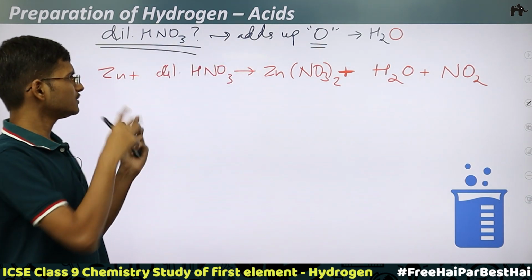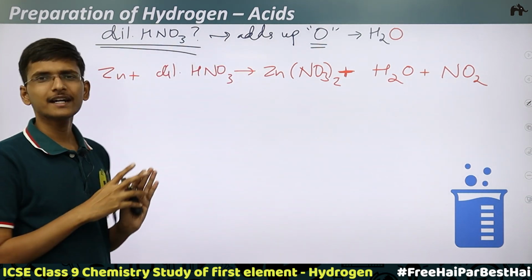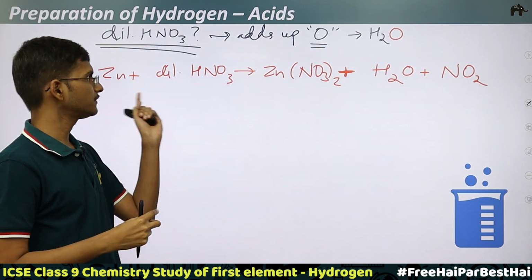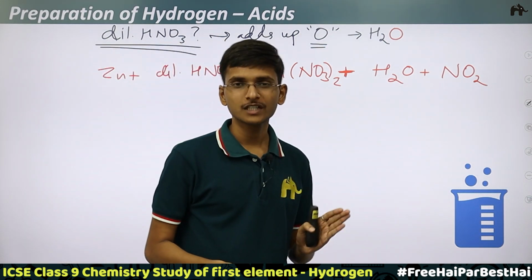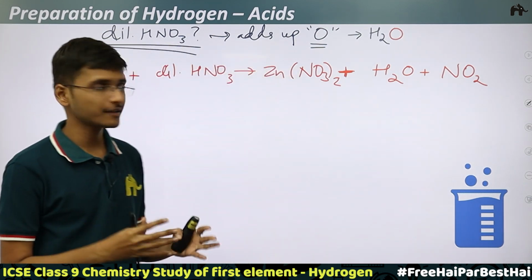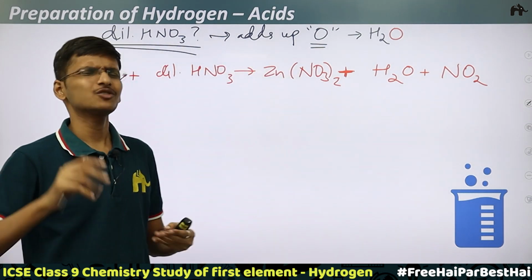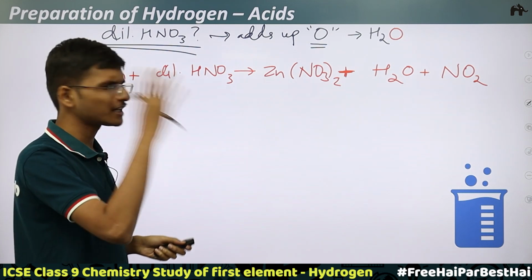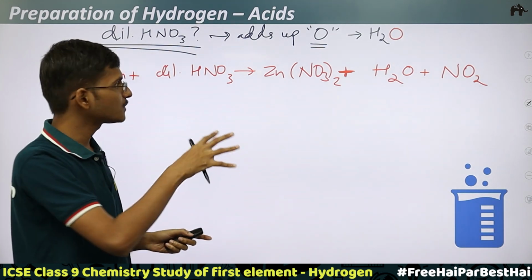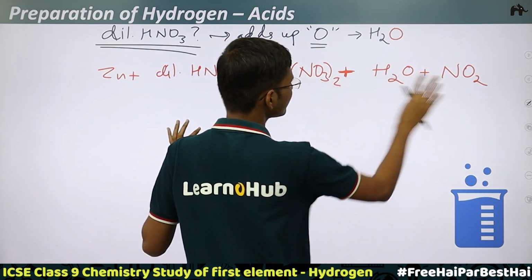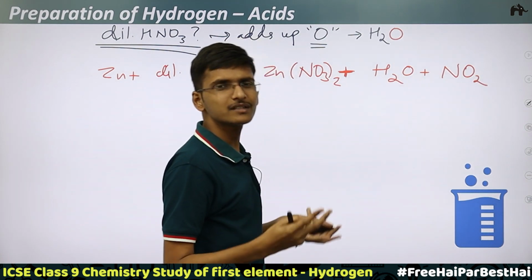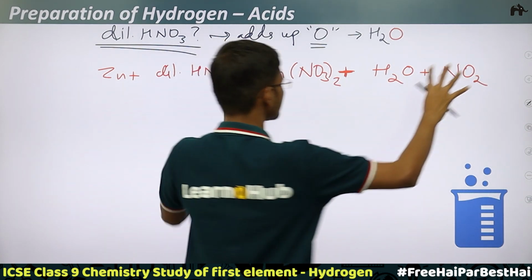Now this dilute nitric acid, it depends. If we are using cold dilute nitric acid, then we would get NO. If we are using hot dilute nitric acid, then we would get NO2. That's another story, but no need to go into that much detail. For now, you just remember, you can observe here, we get a nitrate. We are getting some nitrogen oxide, maybe it is monoxide or dioxide, no need to worry about that here.